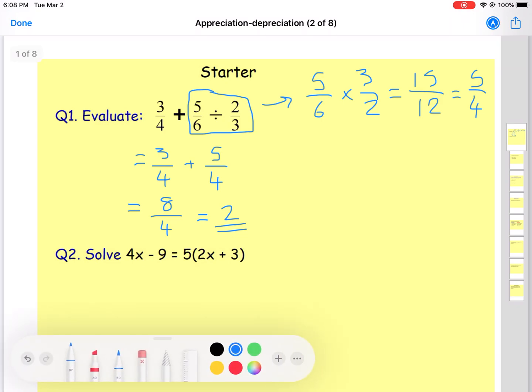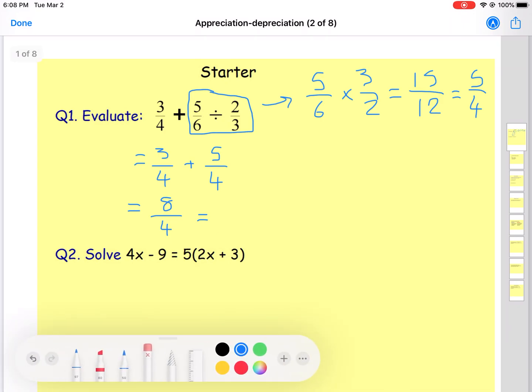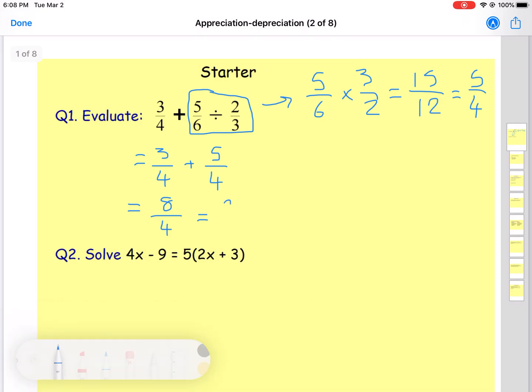Okay, we could change that then, instead of a whole number of 2, we could have first made it 2 over 1 by dividing both top and bottom by 4, and then we know that that means it has to be 2 at the end.